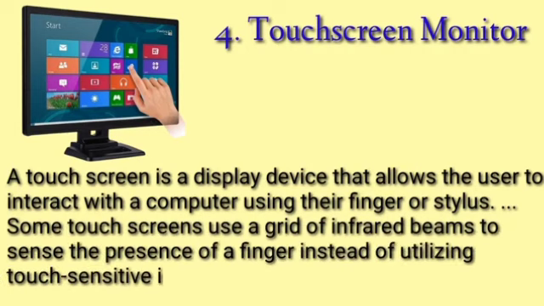Moving forward in the same category, the next kind of monitor is the touch screen monitor, where, as you can see in the image, by touching with our finger on the screen, we can select items. This is a display device that allows the user to interact with the computer with the help of their finger or stylus pen. Some touchscreens use a grid of infrared beams to sense the presence of the finger instead of touch sensitive input. These are available in monitors, in laptops, and obviously the smartphones we are using nowadays also have touchscreen panels. With the help of our finger or the stylus pen, we are able to operate these devices.